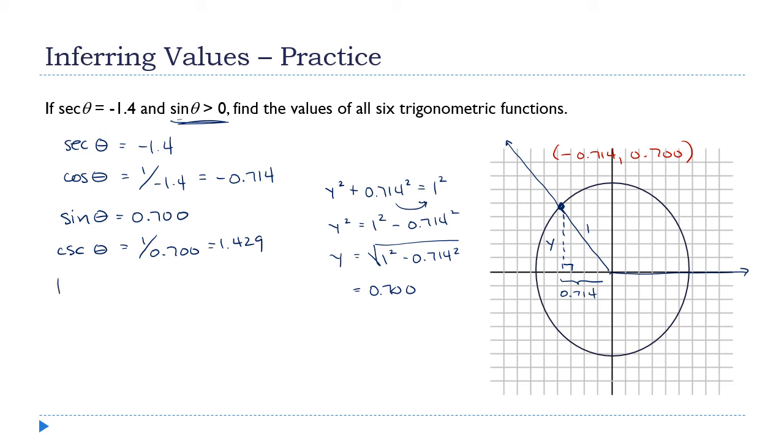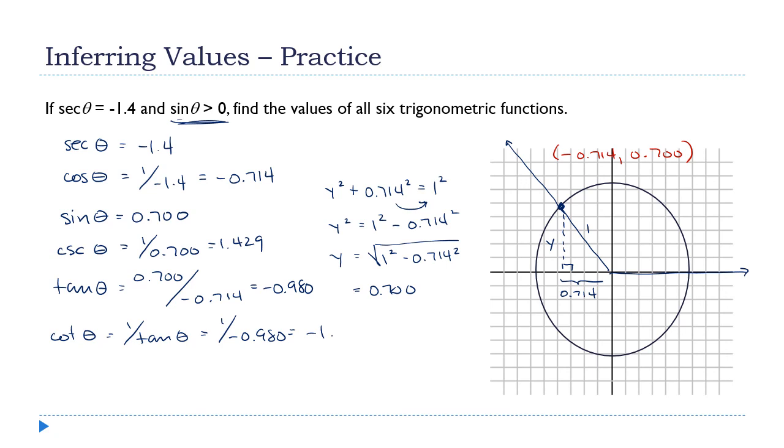1.429. The tangent is the sine over the cosine, so that's 0.700 divided by negative 0.714, which is negative 0.980. And finally, the cotangent is 1 over the tangent, 1 over negative 0.980 is negative 1.020. And that's it, right? That's all there is to it. There's my 6 values for this function.